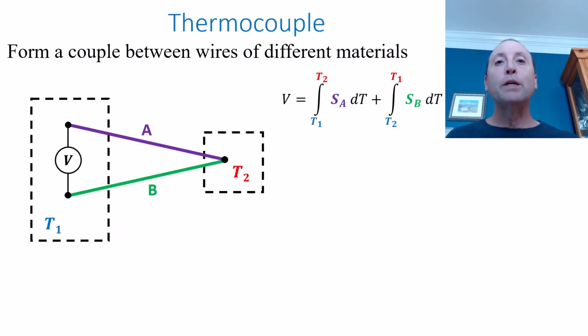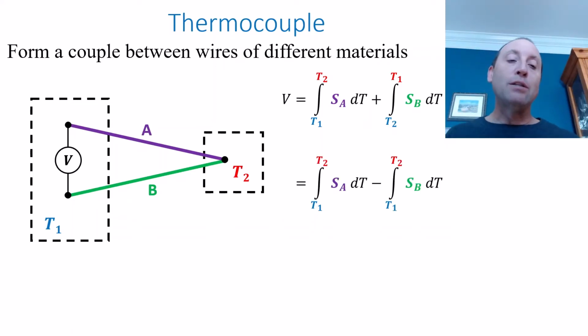So using the equation from the previous slide, I can write the total voltage that I would measure over this couple, down wire A and then down wire B. That total voltage is going to be the integral of the Seebeck coefficient of material A from T1 to T2, plus the integral of the Seebeck coefficient of material B from T2 to T1, because that's how they're wired. A goes from T1 to T2, and then if I complete the circuit, B goes from T2 to T1.